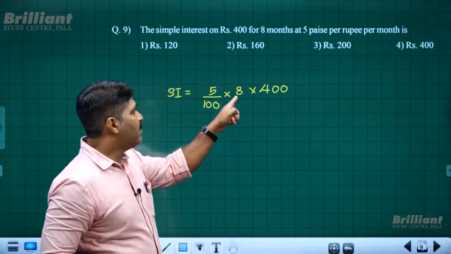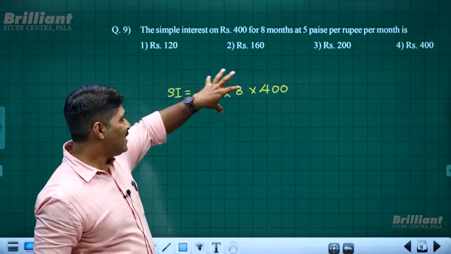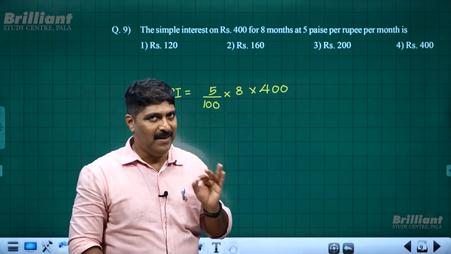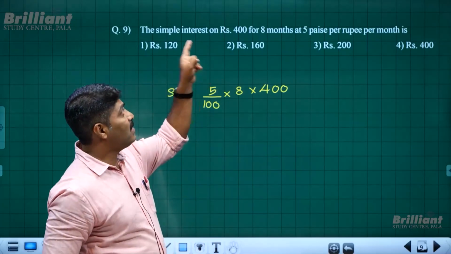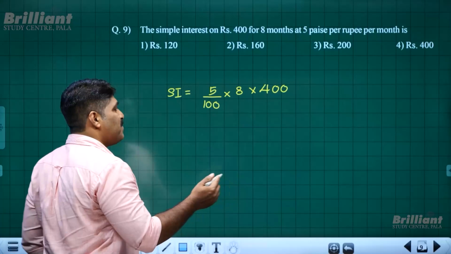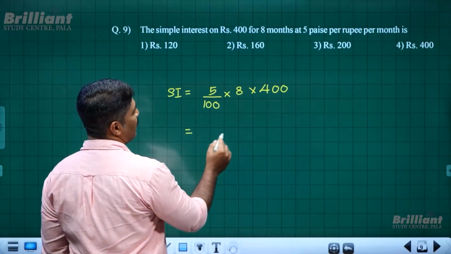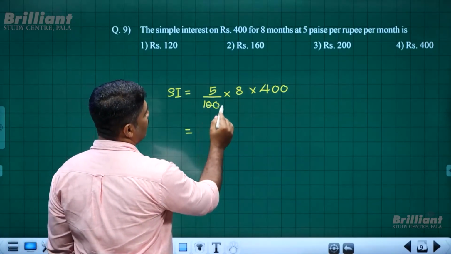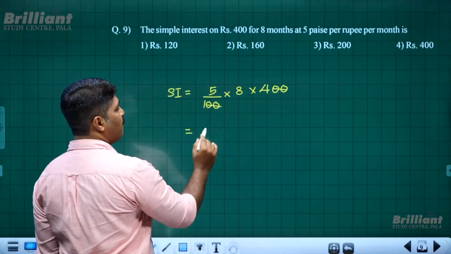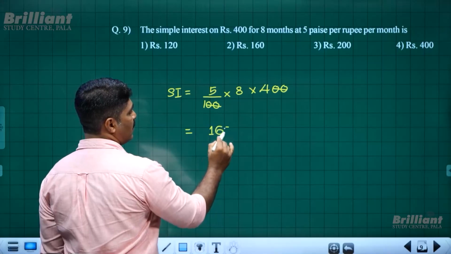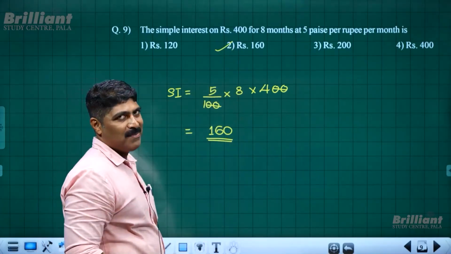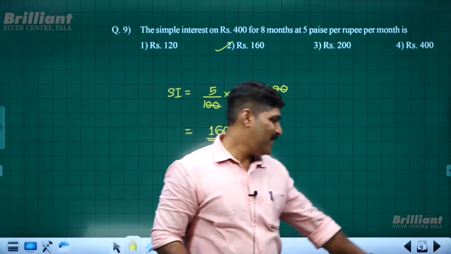So first we consider 5 paise per rupee per month, multiplied with 8 months. That's the amount we will get after this period of time for each rupee. But we are investing rupees 400, so into 400. After simplifying, this quantity 0, 0 we can cancel. This is equal to 40 into 4, that's equal to 160. So the answer is rupees 160. That's a simple way of approach towards such a question.